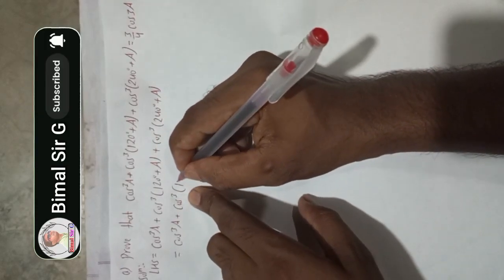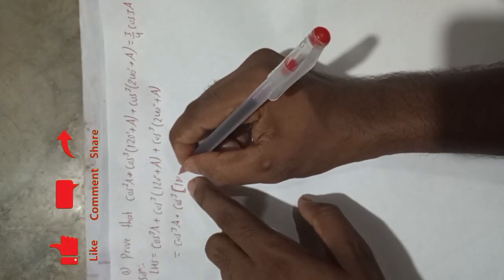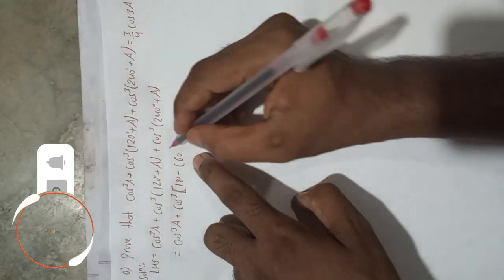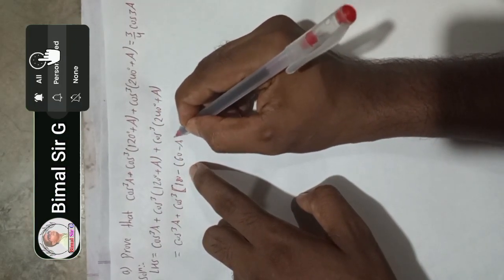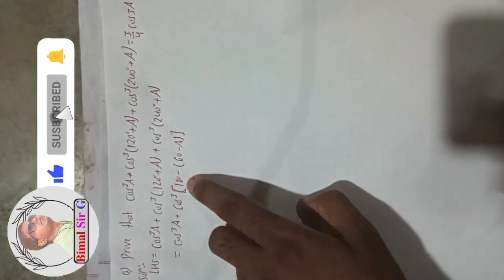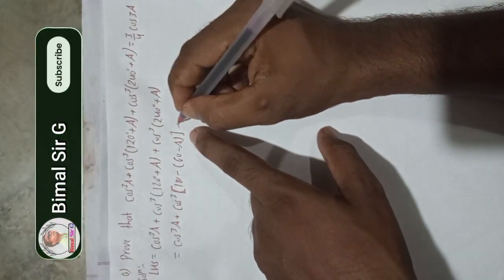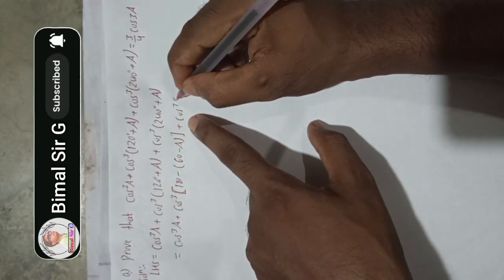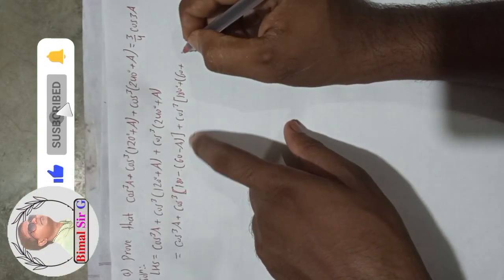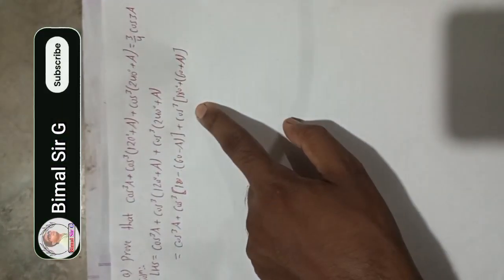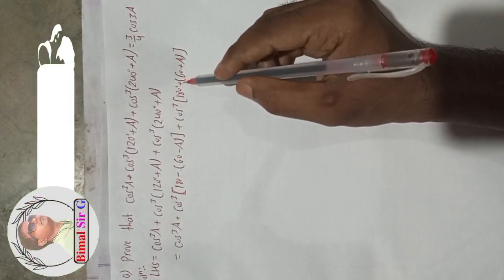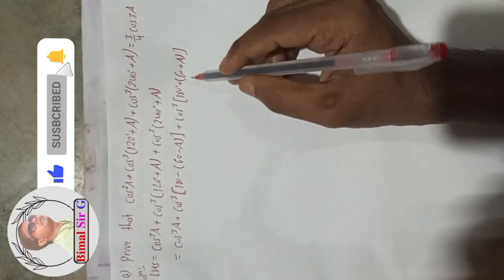We can write 120 degree as 180 degree minus in bracket 60 degree, and this is plus, so I need here minus a. When I break it down, 180 minus 60 is 120, and minus minus a is plus a. In the same way, we can write cos cube of 240 as 180 degree plus 60 degree plus a. When we break this, 180 plus 60 is 240, and plus a.